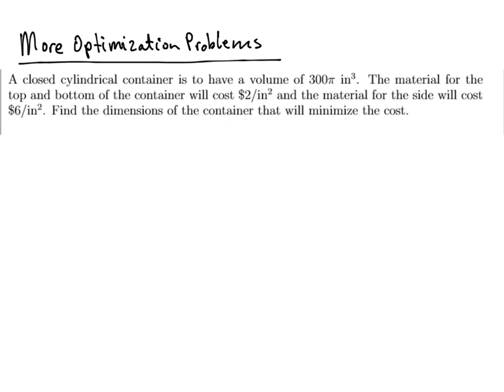Alright, so our first example says a closed cylindrical container is to have a volume of 300 pi inches cubed. The material for the top and bottom of the container will cost $2 per square inch. The material for the side will cost $6 per square inch. Find the dimensions of the container that will minimize the cost. Alright, so let's look at what we have here. We have a cylinder. Okay, and so the volume of this needs to be 300 pi cubic inches.